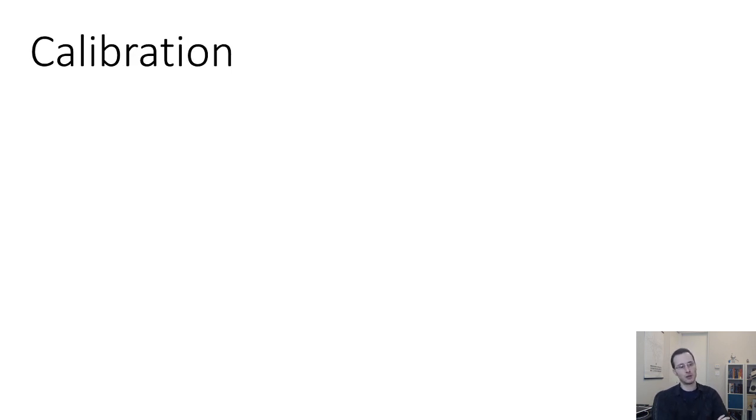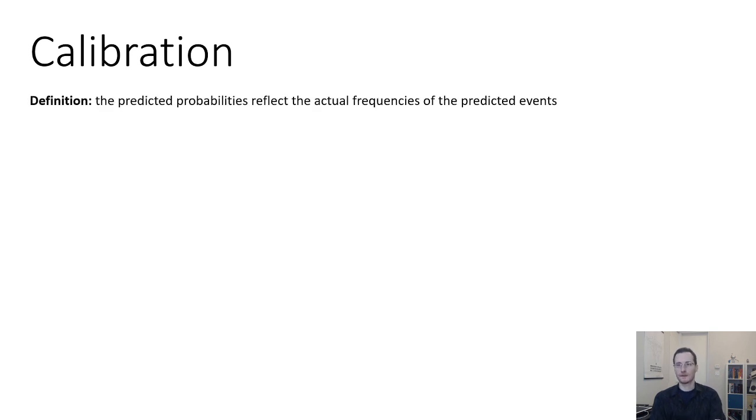Okay. Another somewhat more subtle issue that I want to discuss in this part of the lecture is calibration. The definition of calibration is that the predicted probabilities reflect the actual frequencies of the predicted events. Okay, that might seem a little circular. Let me maybe explain a little better what I mean with an example.